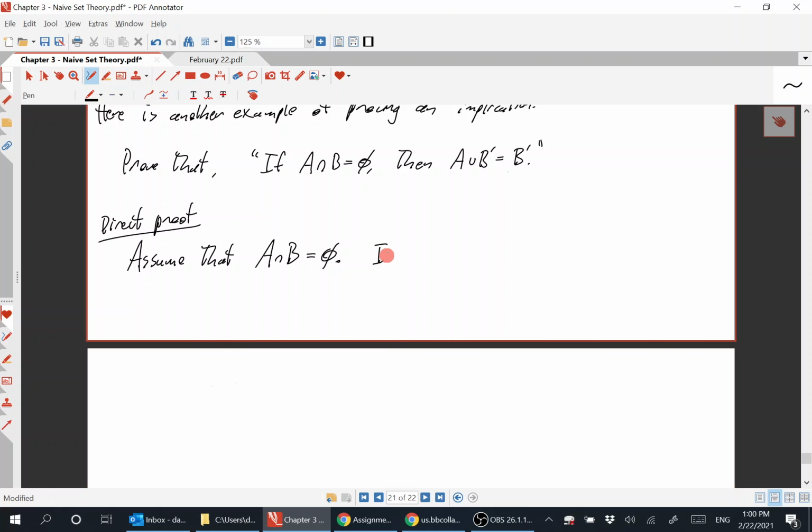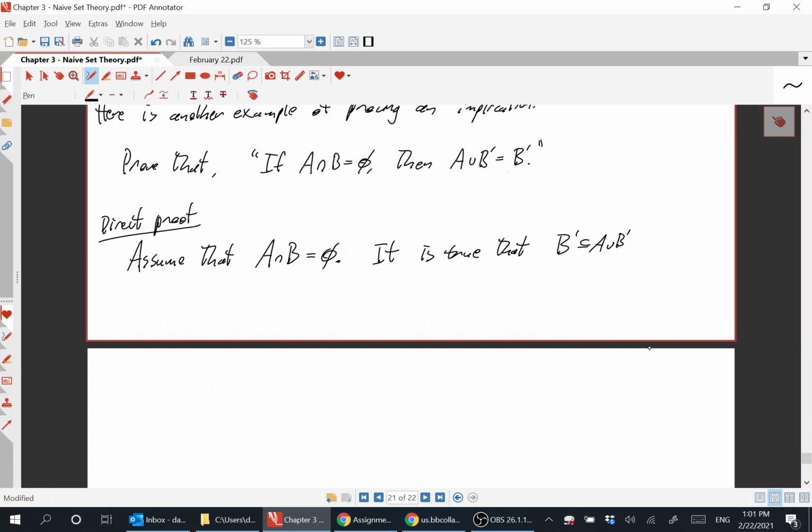Right? It is true that B complement is a subset of A union B complement. Why is B complement a subset of A union B complement? What's the reason for that?